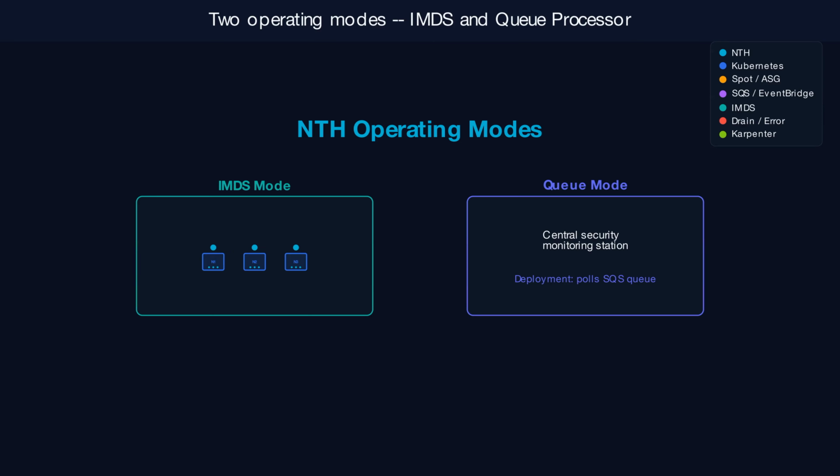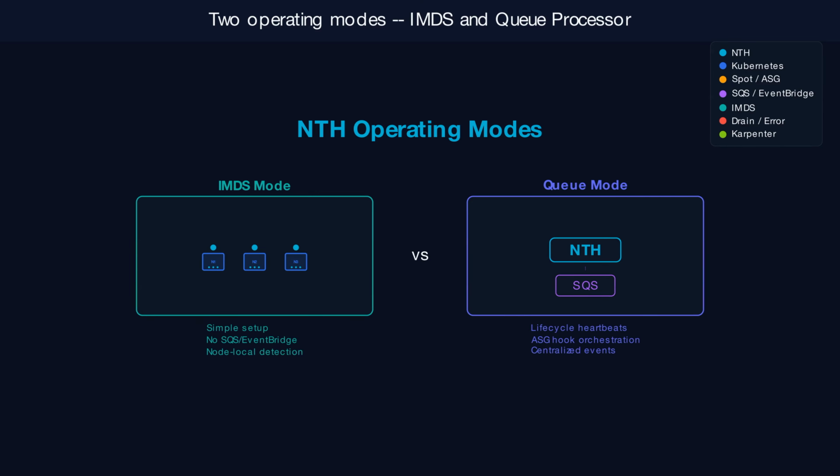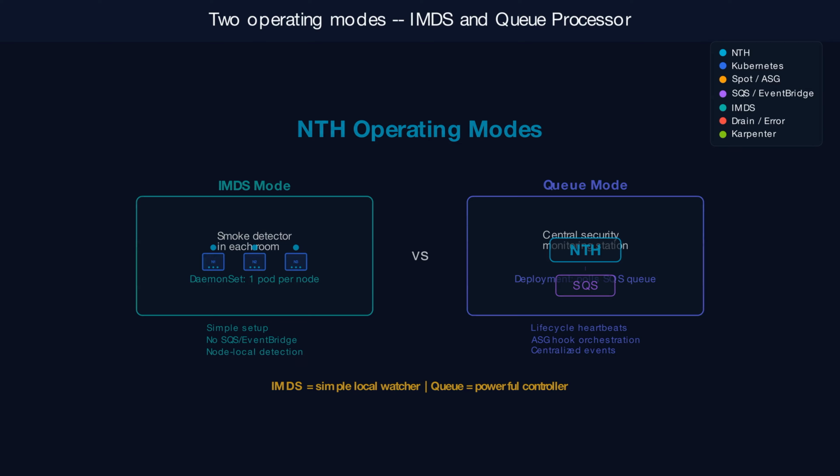Think of this like a centralized security monitoring station watching camera feeds from every room. NTH runs as a single deployment that polls an Amazon Simple Queue Service queue. That queue receives events from Amazon EventBridge and auto-scaling group lifecycle hooks. Here is the key difference. IMDS mode is simpler but limited. Queue mode is more powerful, supports lifecycle heartbeats, and handles a wider range of events. We will deep dive into each one next. Let us go deeper into instance metadata service mode.